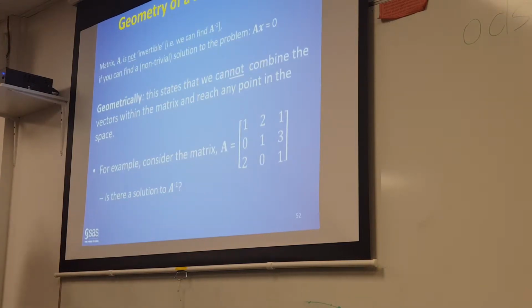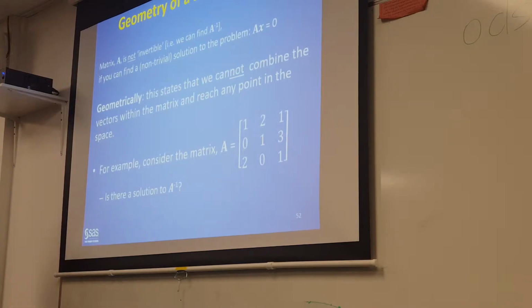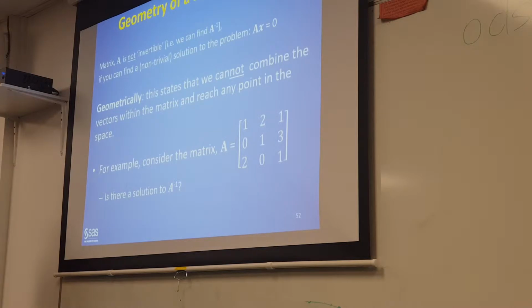So I'll try and show you this geometrically. We're saying the matrix A is not invertible if you can find a non-trivial solution to the problem A times X equals 0. Geometrically, this is stating that we cannot combine the vectors within our matrix and reach any point in the space. So consider this matrix here, 1, 0, 2, 2, 1, 0, 1, 3, 1. And I'm asking you, is there a solution to that? I don't expect you to answer this question right now.